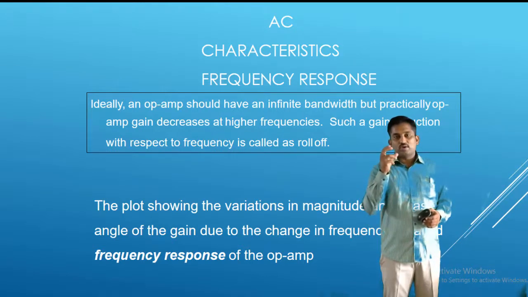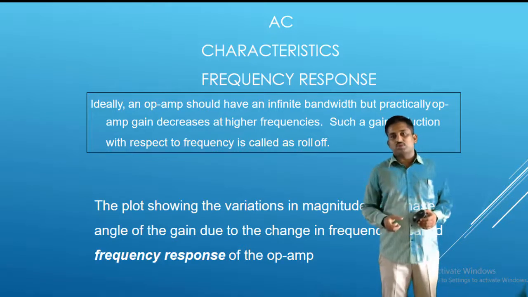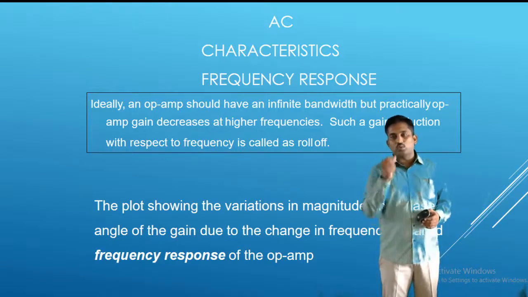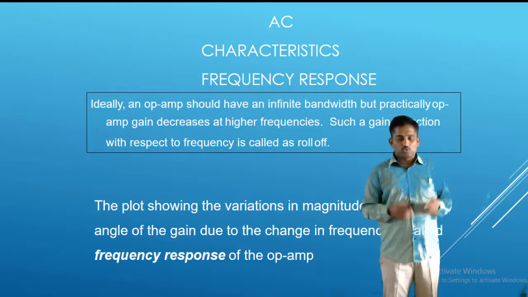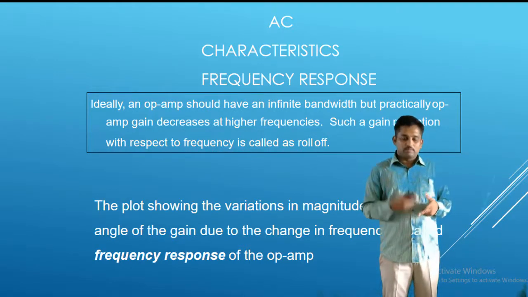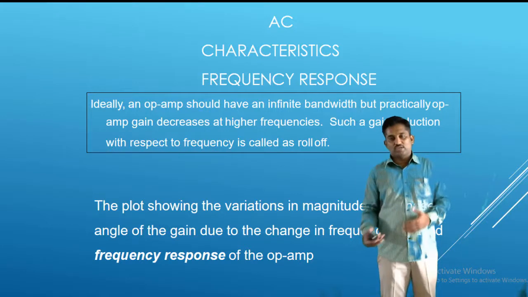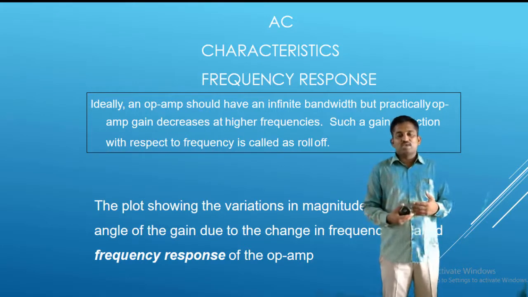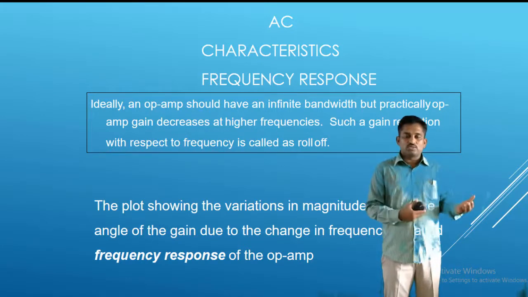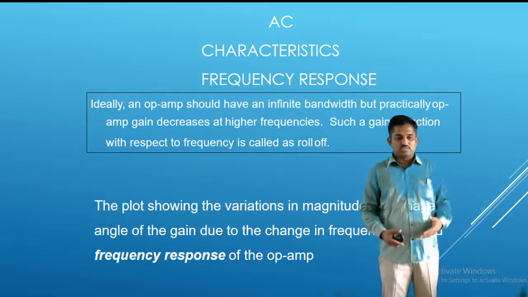For the explanation of frequency response of an op-amp, we require the Bode plot. The Bode plot consists of two things: one is the magnitude plot and the other is the phase angle plot. In the magnitude plot, we show the variation between magnitude and frequency, whereas in the phase angle plot we show the variation between phase angle and frequency.